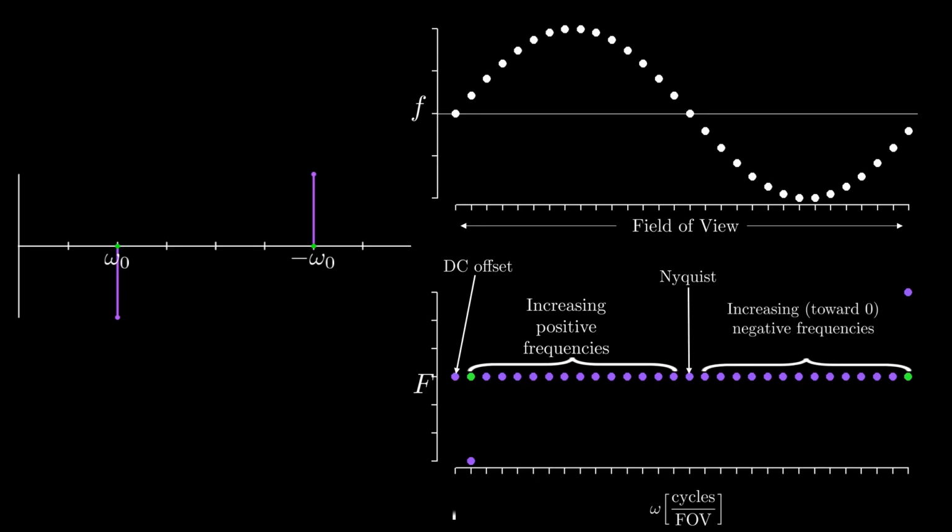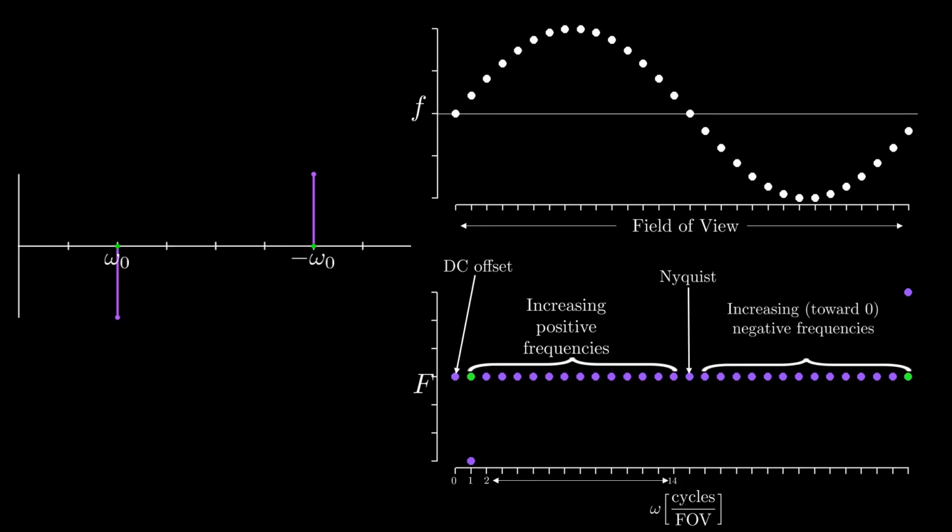The DC offset is 0 cycles per field of view. This frequency is 1 cycle per field of view, and indeed our function contains one full sine wave within the full data range. If little f was acquired in 1 second, then of course this frequency would be 1 cycle per second. The next frequency is 2 cycles per field of view, then 3, and on and on and on.